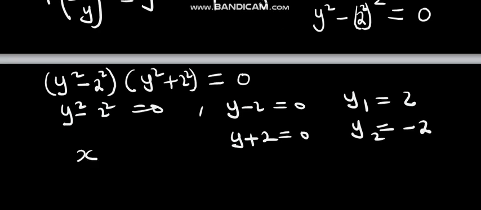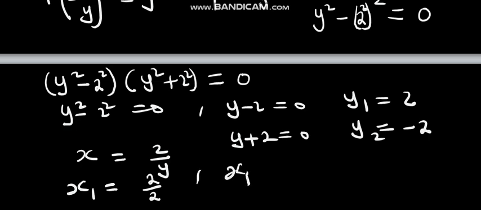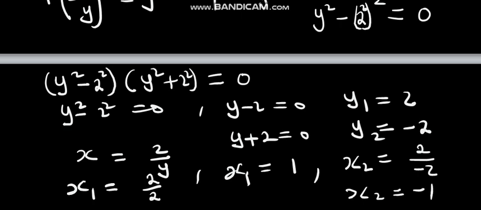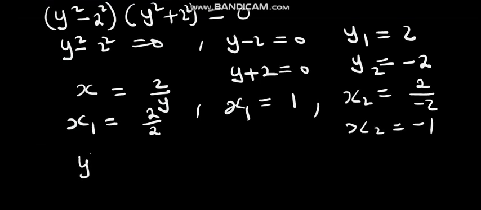Remember, our x is equal to 2/y. Therefore, x1 shall be equal to, I will substitute a 2, so which is 2/2, and our x1 will be equal to 1. Are we together? Now, we say that also x2 is equal to 2/(−2). Therefore, x2 will be equal to negative 1. Also, y² + 2² is equal to 0. So y² is equal to negative 4.